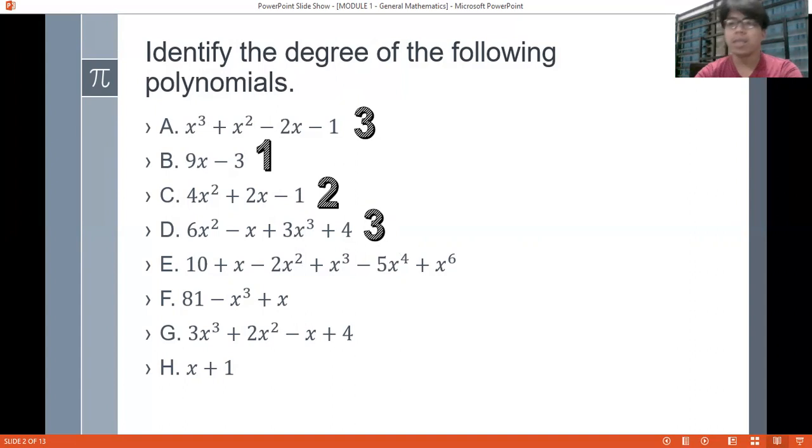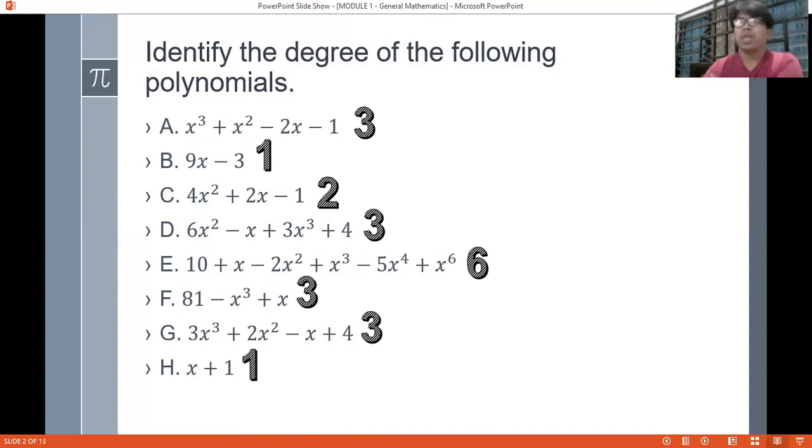Next we have letter E: 10 plus x minus 2x squared plus x cubed minus 5x to the 4 plus x to the 6. Why is it 6? Next, we have 81 minus x cubed plus x. The degree is? Very good, that is 3. For letter G, we have 3x cubed plus 2x squared minus x plus 4. That is 3. And last one, x plus 1, the degree is 1.